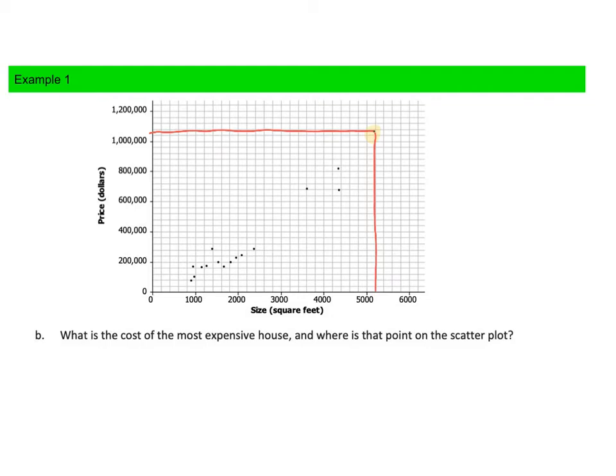And I'm not even going to write anything here. I'm just going to highlight it and show that on my graph. And I would say that that is definitely an outlier. You can see that that is way off on its own. There's not a lot of houses that are that expensive in this town, obviously. Most of them are a lot less expensive than that.